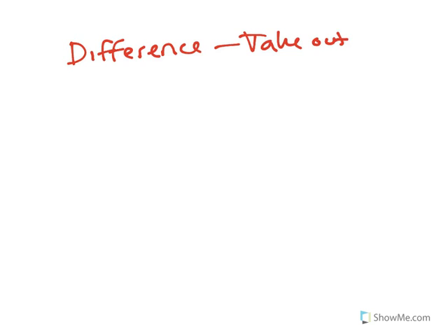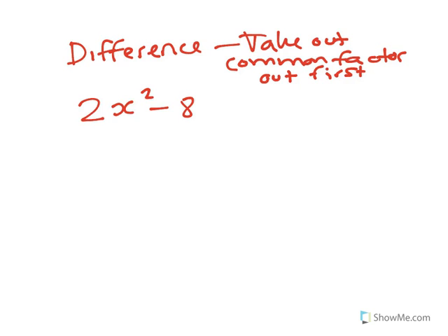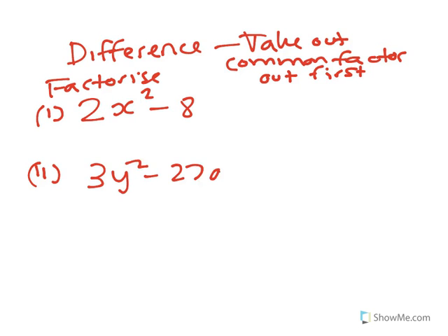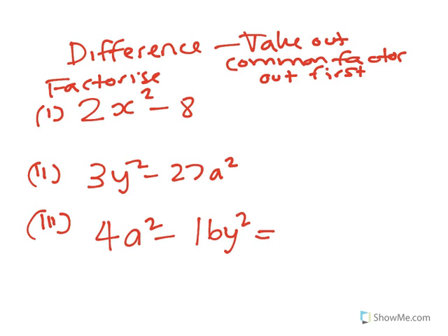Okay, now there's just one more thing to learn when you're doing the difference of two squares. Sometimes you might have to take out the common factor first. Now, when you have to take the common factor out first, like say we have 2x squared minus 8, and we want to factorise that, 3y squared minus 27a squared, and let's say 4a squared minus 16y squared. You should always be looking for the common factor first.